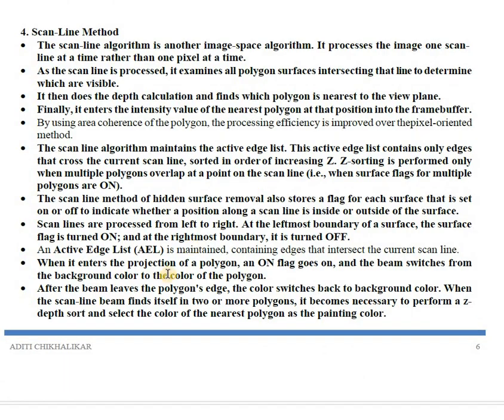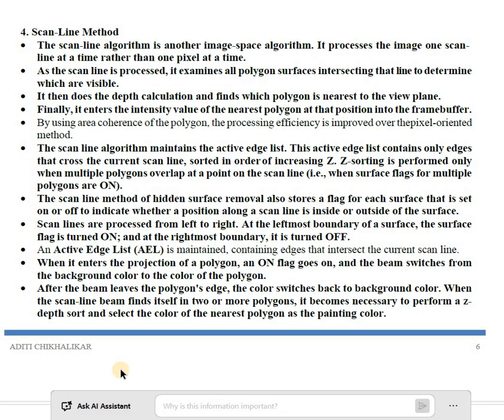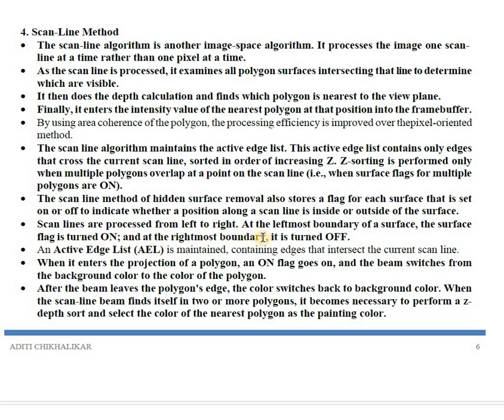After that comes the scanline method. In scanline method, we always maintain a list which is called the active edge list. So the active edge list will contain only the edges that cross the current scanline. The scanline goes from left hand side to right hand side, one by one from top to bottom. So what we basically do is, whenever the scanline reaches the leftmost boundary of the surface, the flag is turned on, and when it reaches the rightmost boundary, it is turned off. So the active edge list is maintained containing the edges that intersect the current scanline.